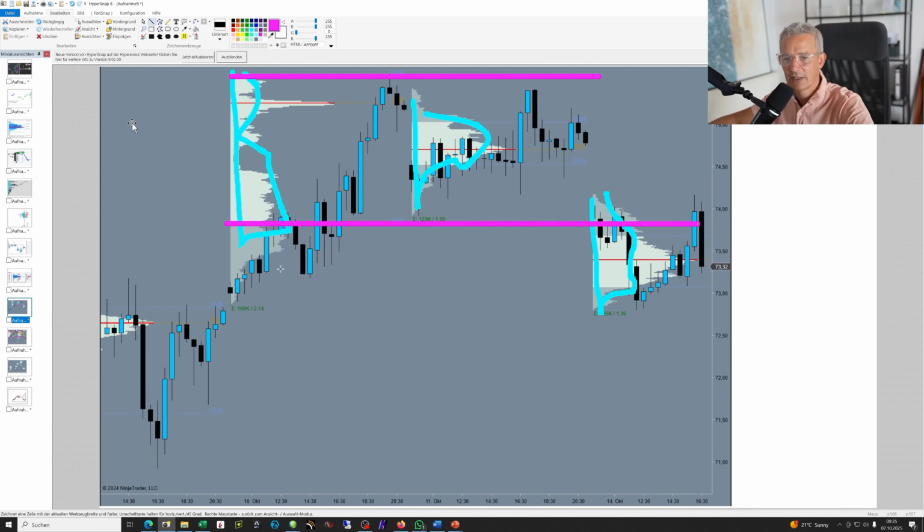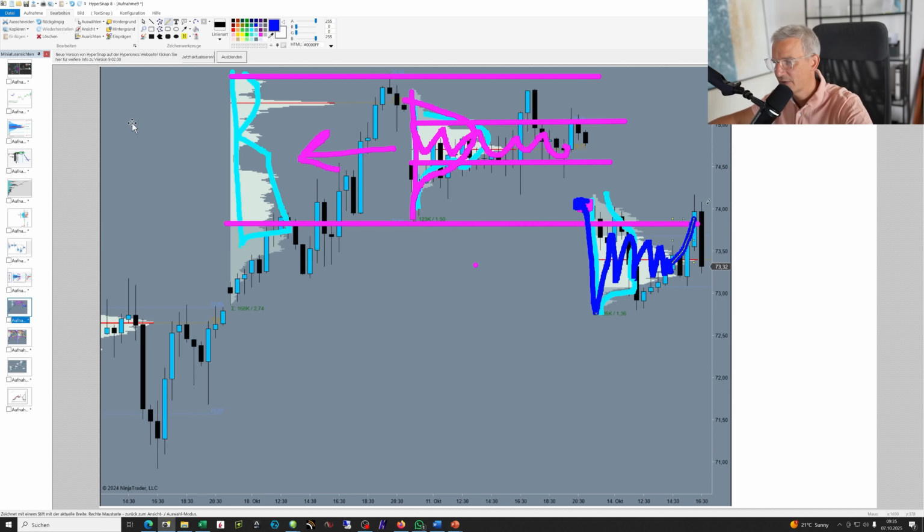I'll keep drawing them nicely, and then here as well. What does this inside day tell us, meaning this day that was completely within the previous day's range? It tells us very clearly that everything is in total balance compared to the previous day. But now we have the market opening on the next day. And now we see, okay, the market goes down and now changes its balance. And look what often happens in the afternoon. The market tests this imbalance area here again.